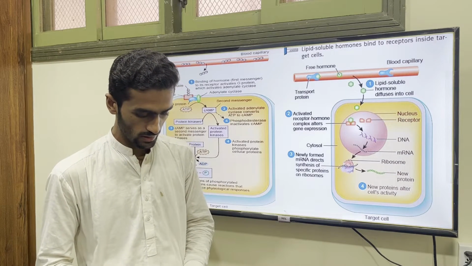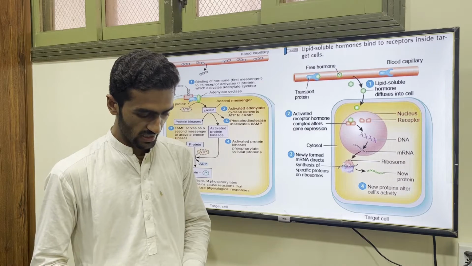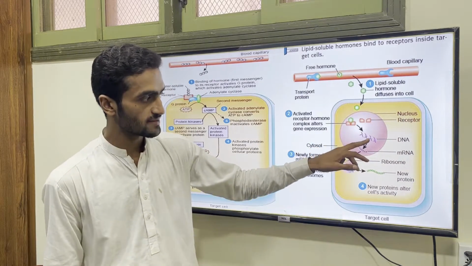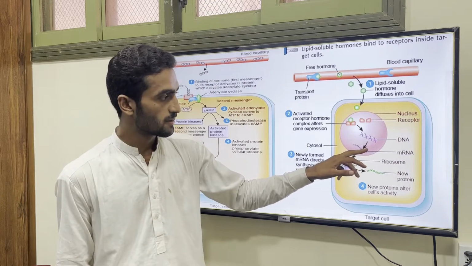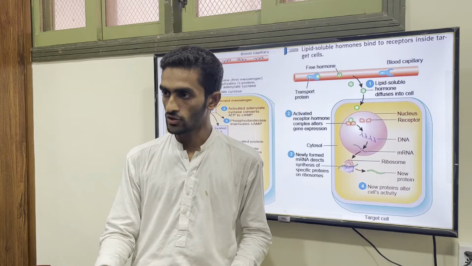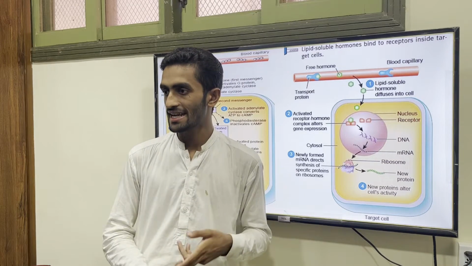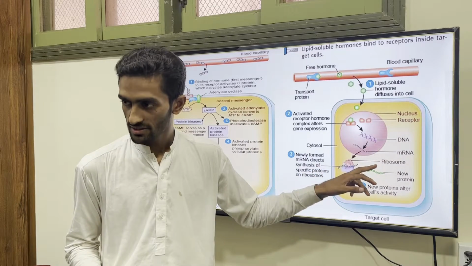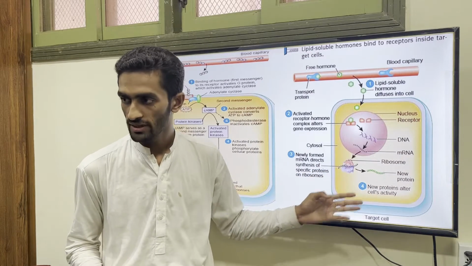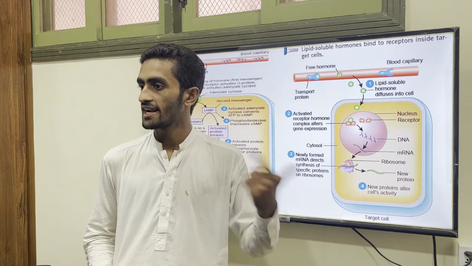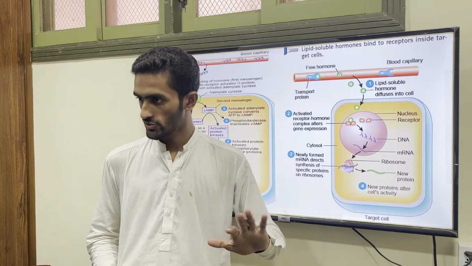At the end, when they reach the nucleus, they attach with the DNA and perform transcription and translation, new protein synthesis. So the action of steroid and amine hormones is new protein synthesis: transcription, translation by ribosomes. New protein synthesis is the function of the steroid and amine nature hormones. Are you good with that?